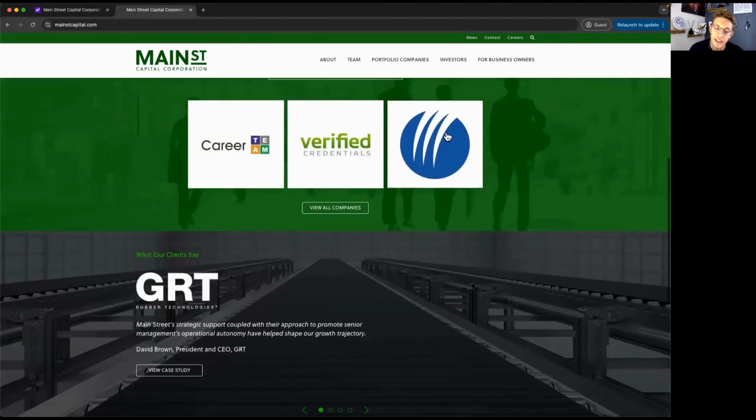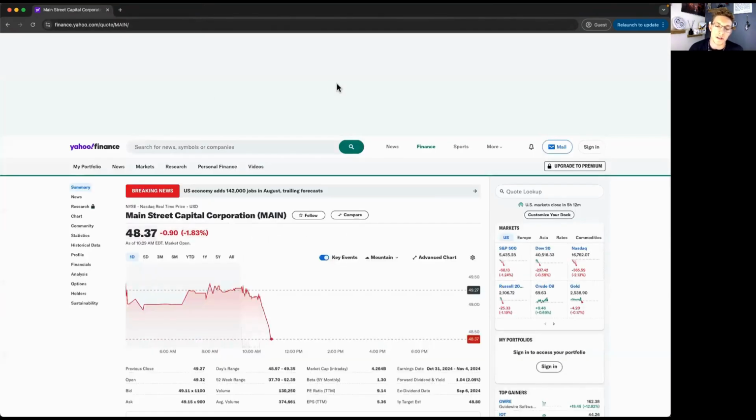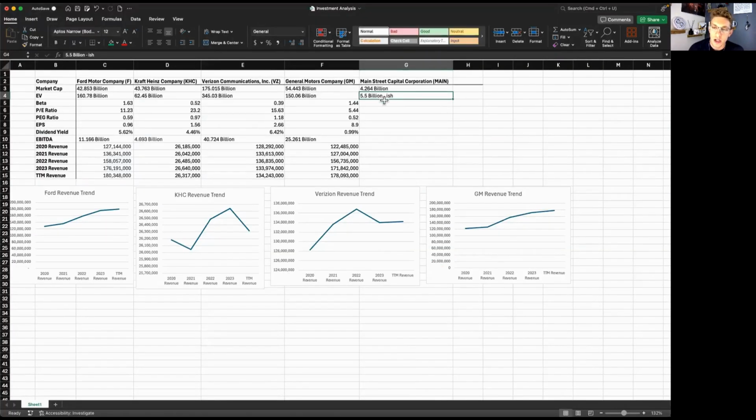And get a good idea. I have looked at this before, but I kind of want to show you how to find this information because Main Street Capital is not as well known a company as Ford, General Motors, or even Kraft Heinz, Kraft Ketchup and all that. So, kind of interesting. Anyway, back to our analysis.